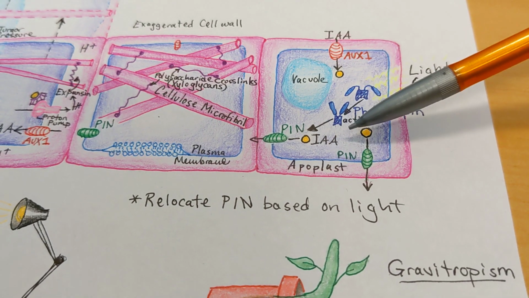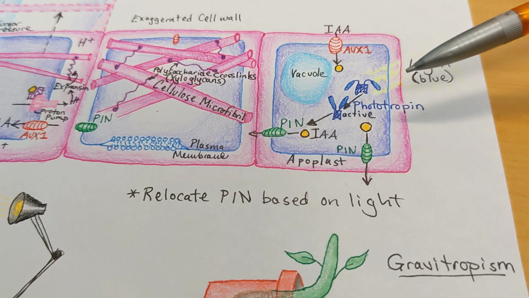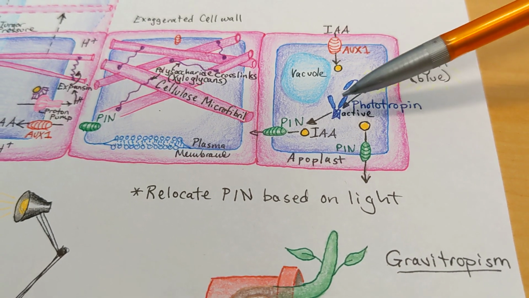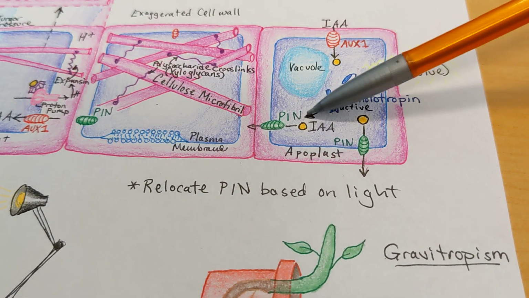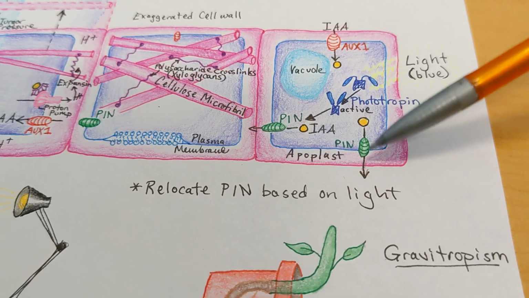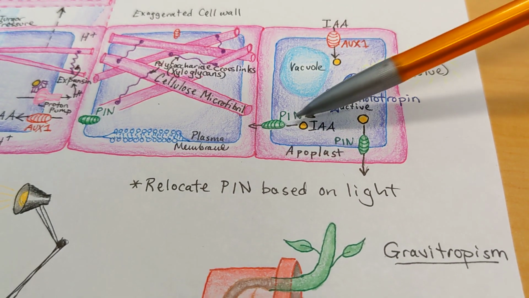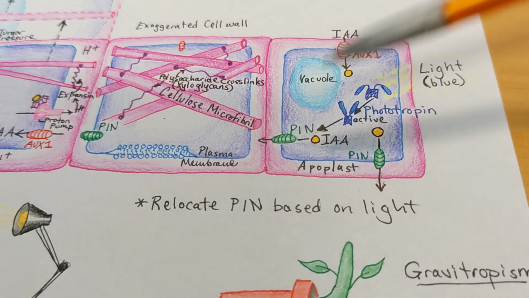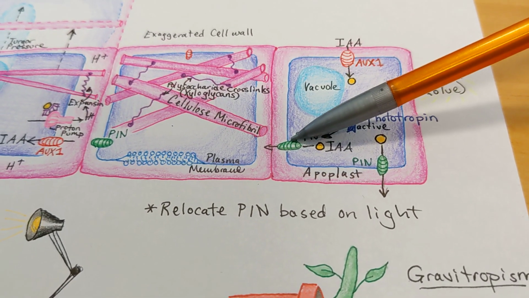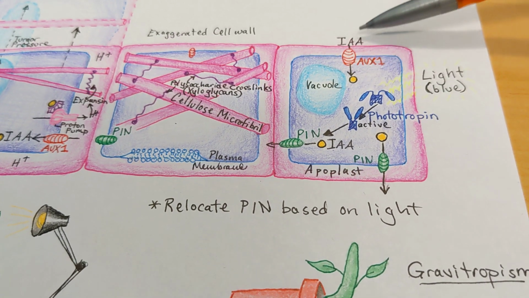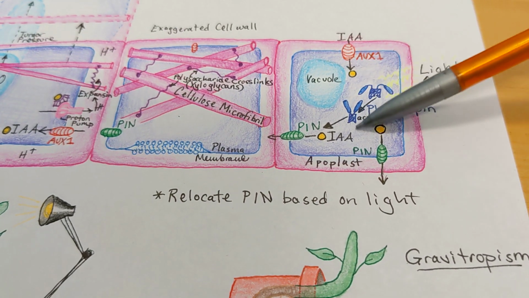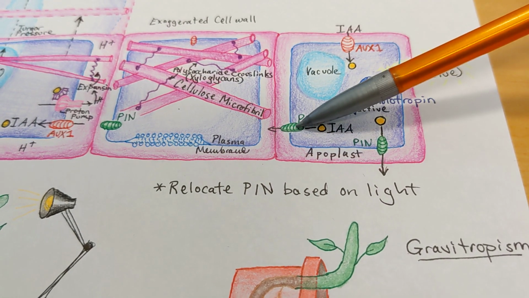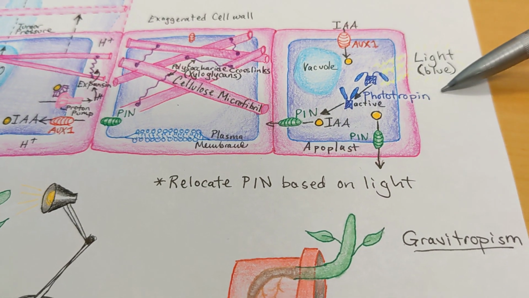This active phototropin is going to do a lot of different things, but one that is very relevant for this discussion is that it translocates PIN exporters into the lateral wall, in fact, into the shady side, of the plasma membrane. Okay, so now instead of auxin just flowing down the cell or down the plant, now auxin is going to be pushed away from the light source.